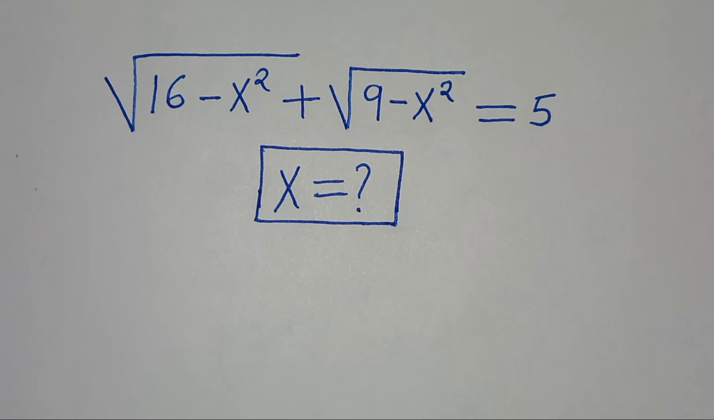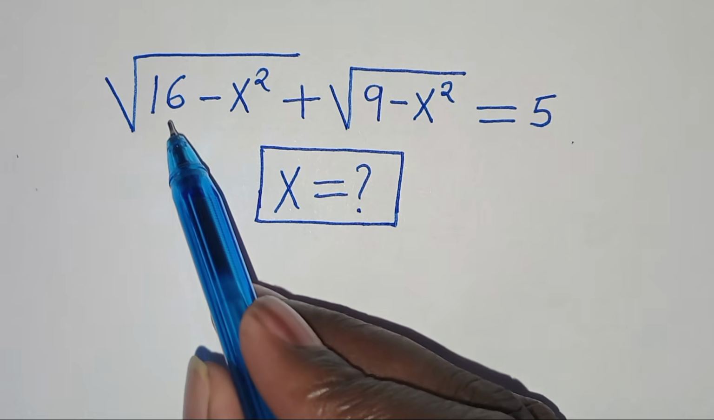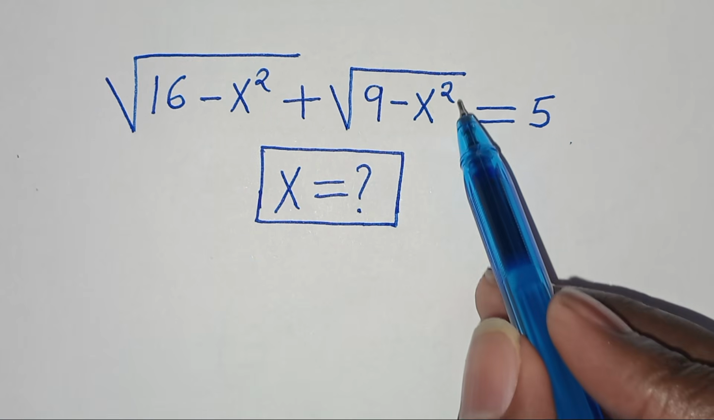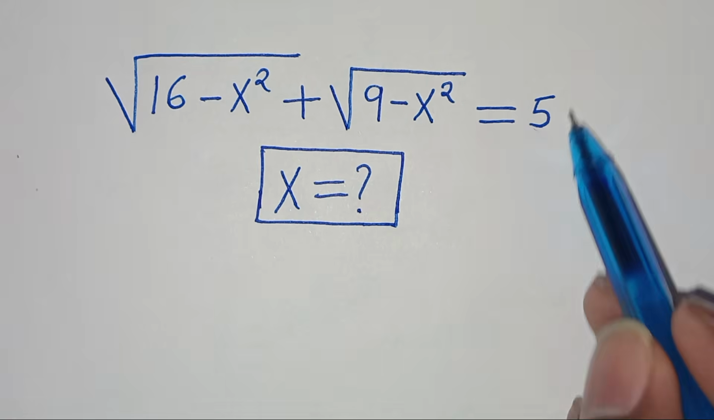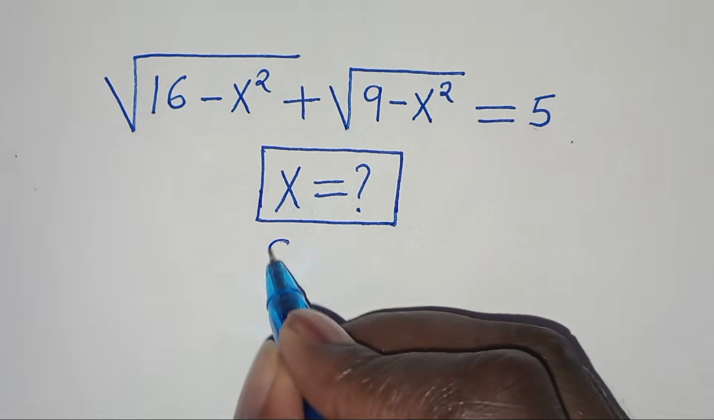Hello everyone, you're welcome to solve this nice square root math problem: the square root of 16 minus x squared plus the square root of 9 minus x squared is equal to 5. So what is the value of x? Now, let's provide a solution from here.